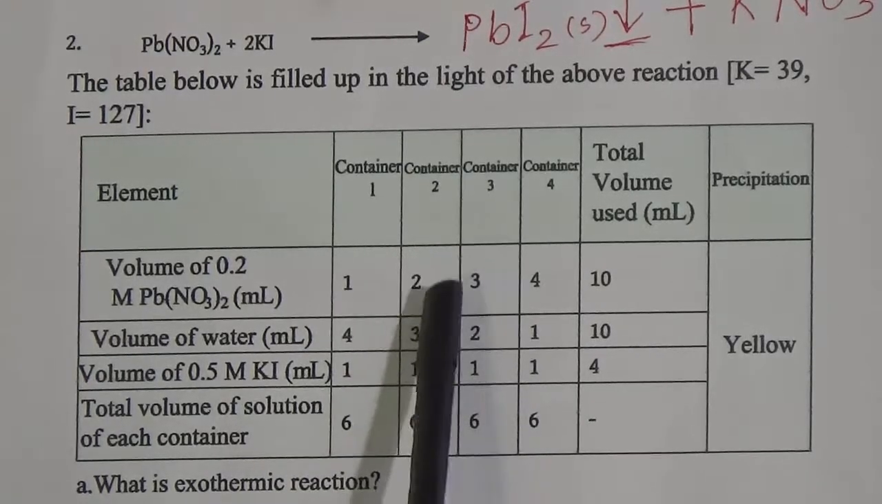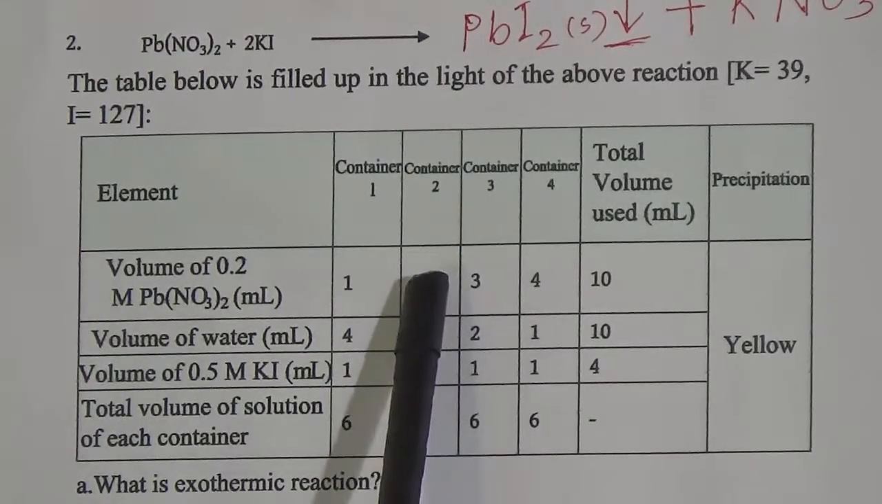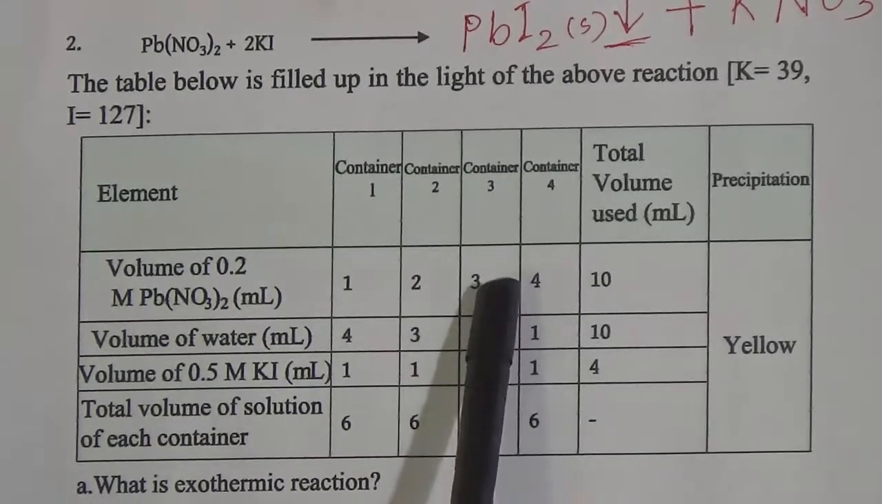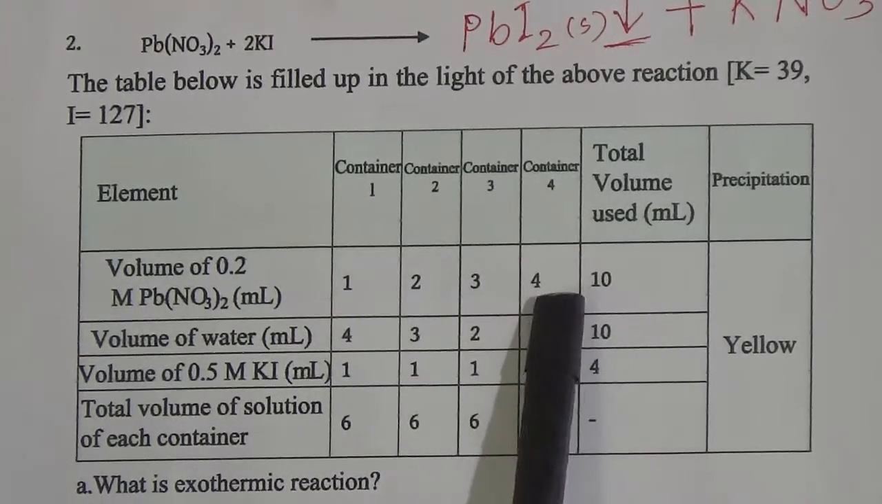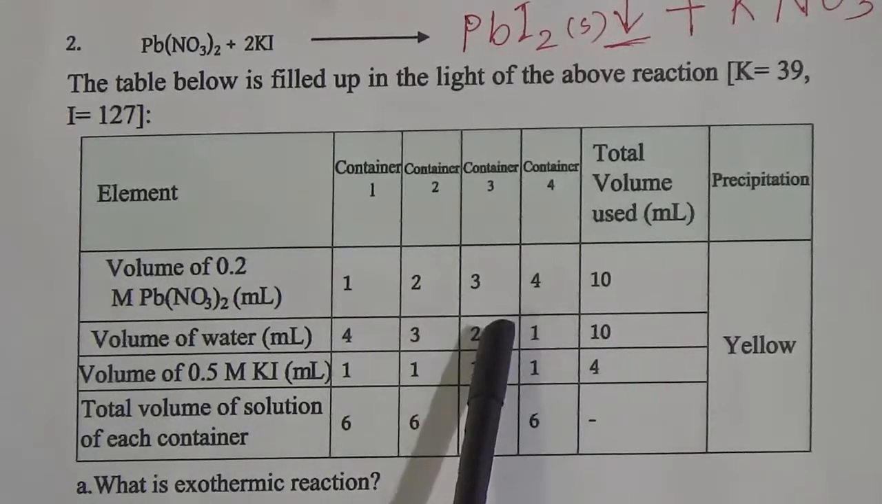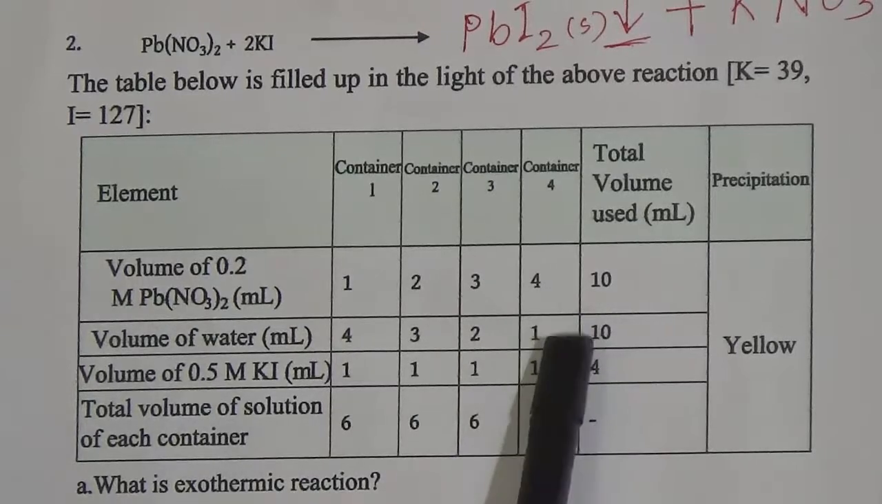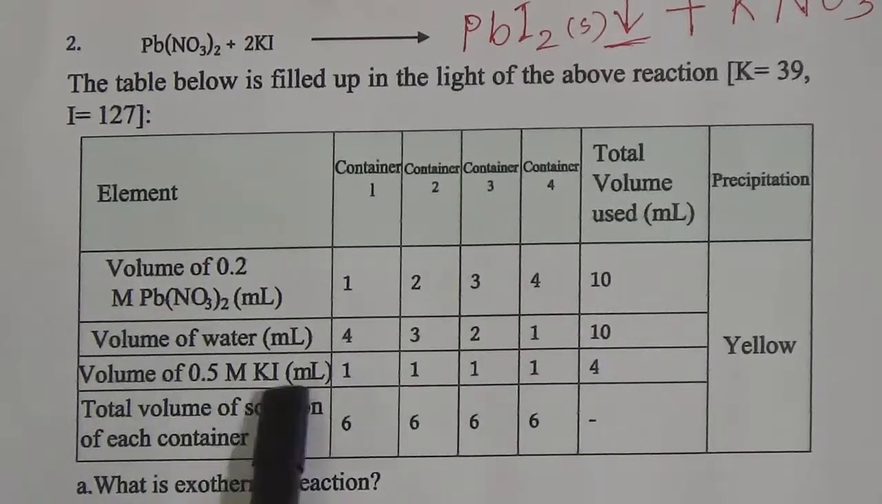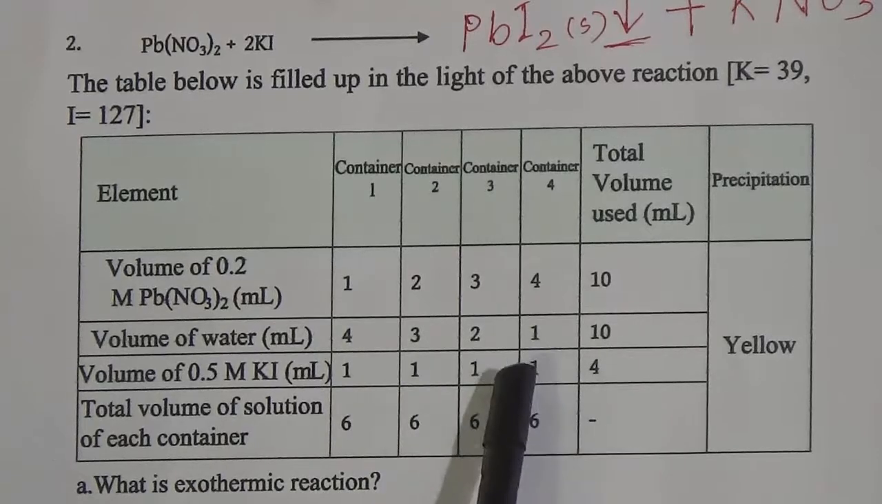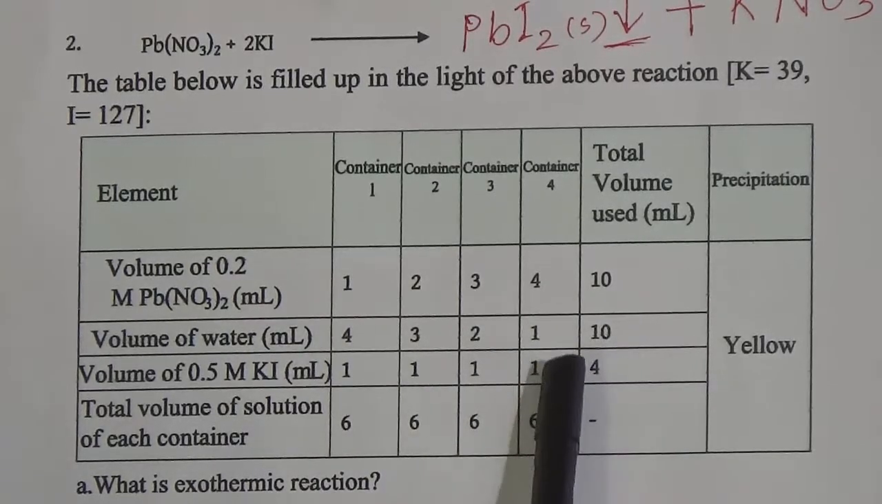Now come to the next one. In the second container the amount of 0.2 molar lead nitrate is 2 ml, in the third container 3 ml, and in the fourth container 4 ml. The water in the second container is 3 ml, in the third container 2 ml, and in the fourth container 1 ml. The 0.5 molar potassium iodide is 1 ml in the second, third and fourth containers.